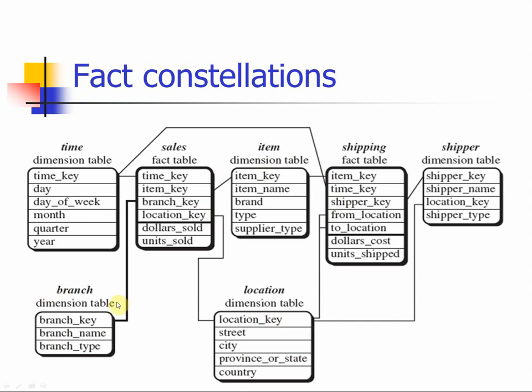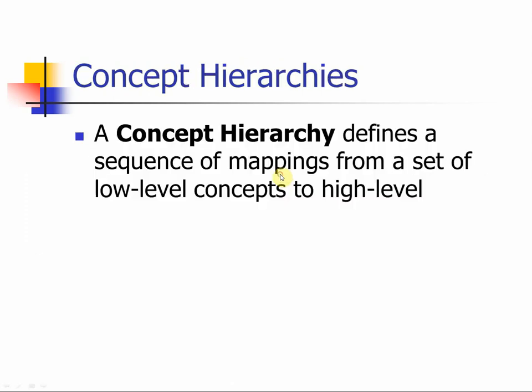Branch dimension table is only attached to the sales operation. So some of the dimensions are shared and some of the dimensions are individual. And this is what we call a fact constellation, as the last schema that I want to introduce to you guys in the data warehouse concept.